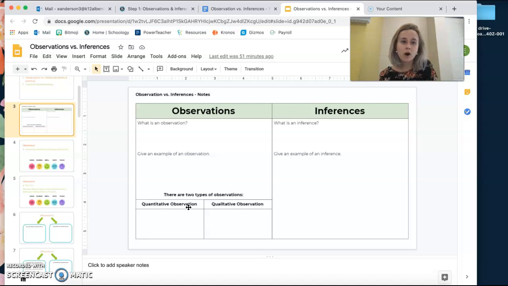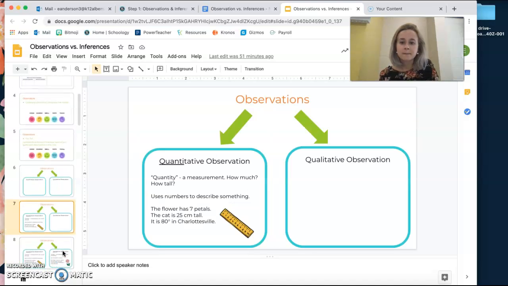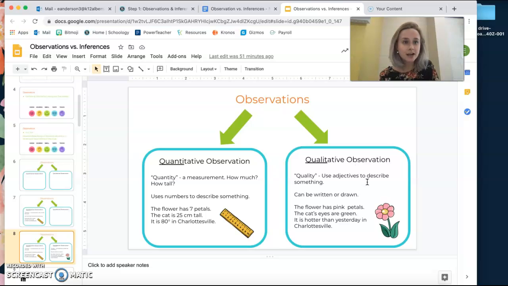Next, we're going to move on to qualitative observations. Qualitative observations use adjectives to describe something. You can either write it or draw it. So sometimes when we do labs, I'll ask you to describe what you're seeing, describe what you smell, draw a picture of the color that this turned. So it's anything that uses adjectives, you're describing it, and there's no numbers involved.